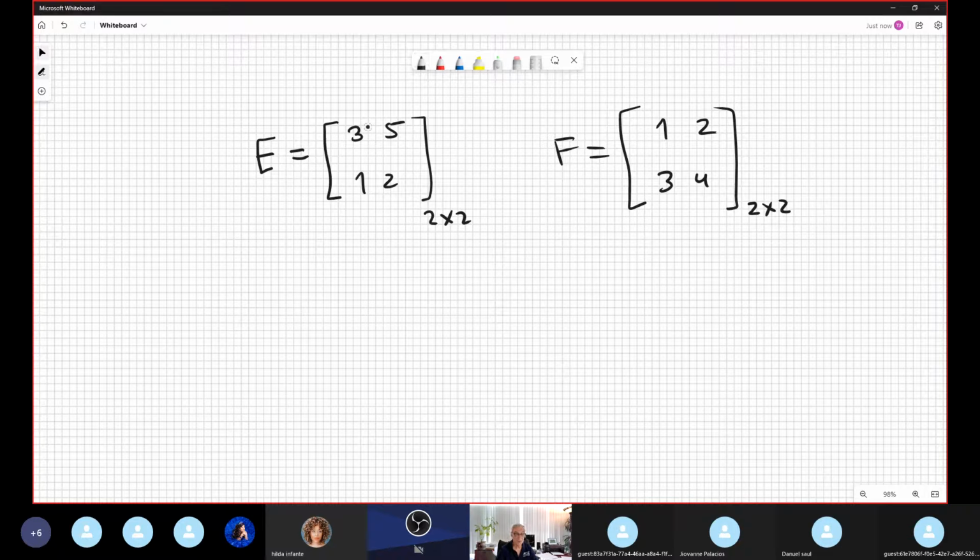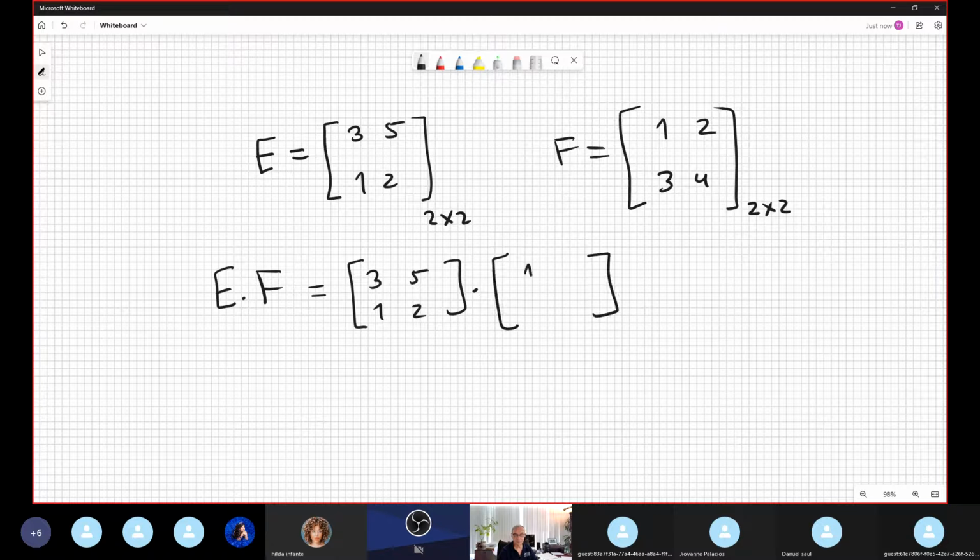Okay, let's do it. I want to do the multiplication E times F, and after I'm doing F times E, to verify everything is good. So I copy my matrix 3, 5, 1, 2 times 1, 2, 3, 4. It's a 2 by 2, it's a 2 by 2 also. Matching perfectly the dimension in the middle. And now we expect 2 by 2.